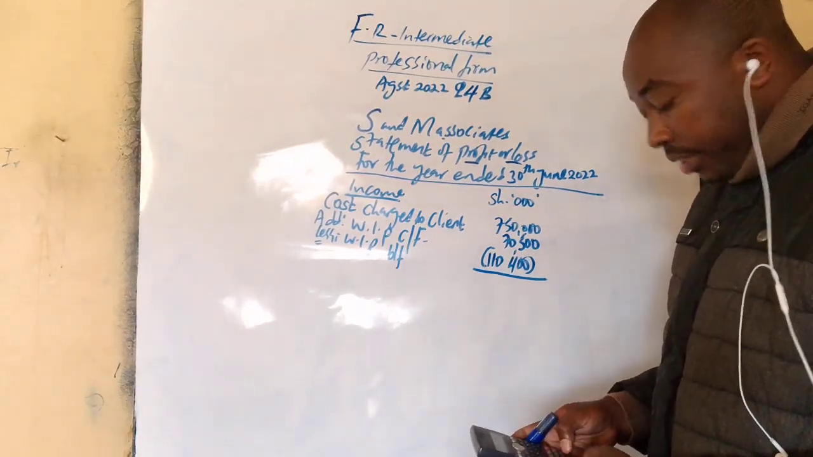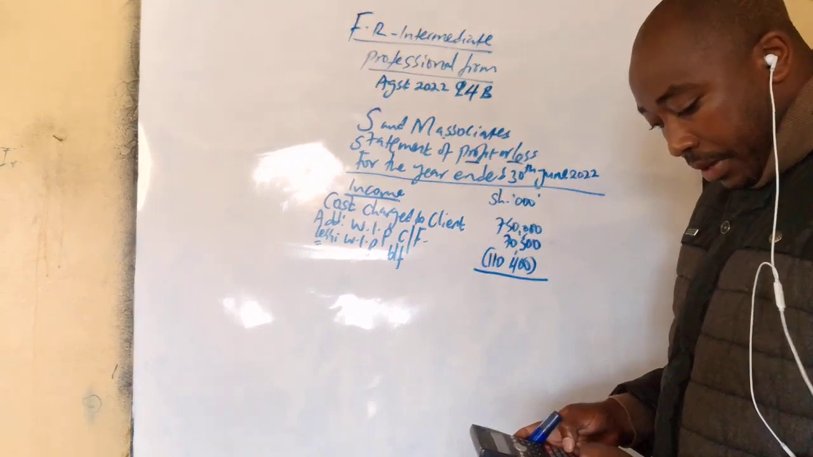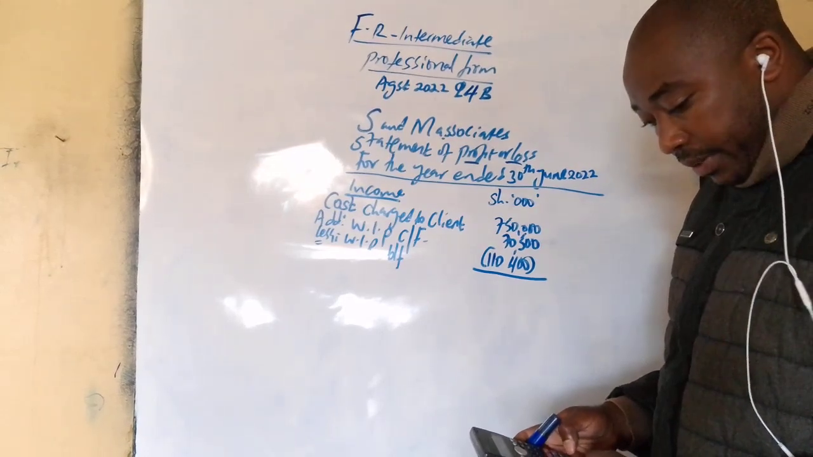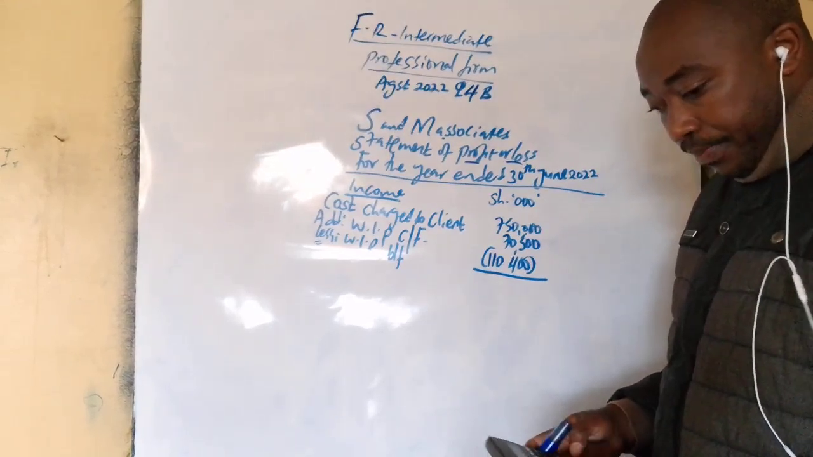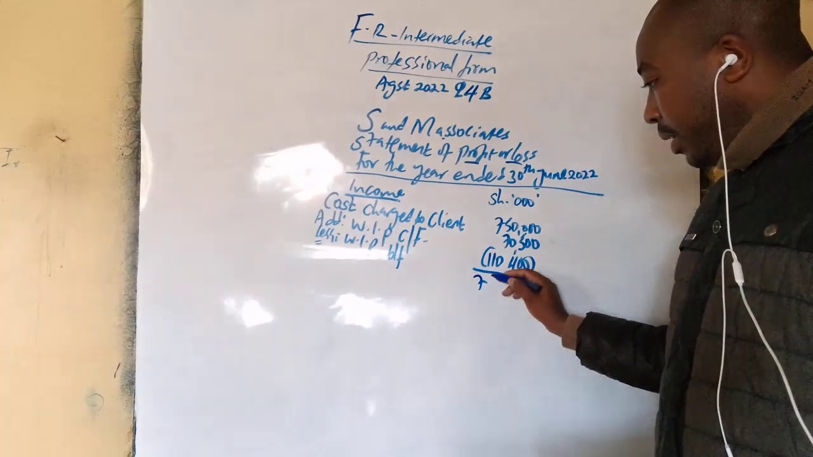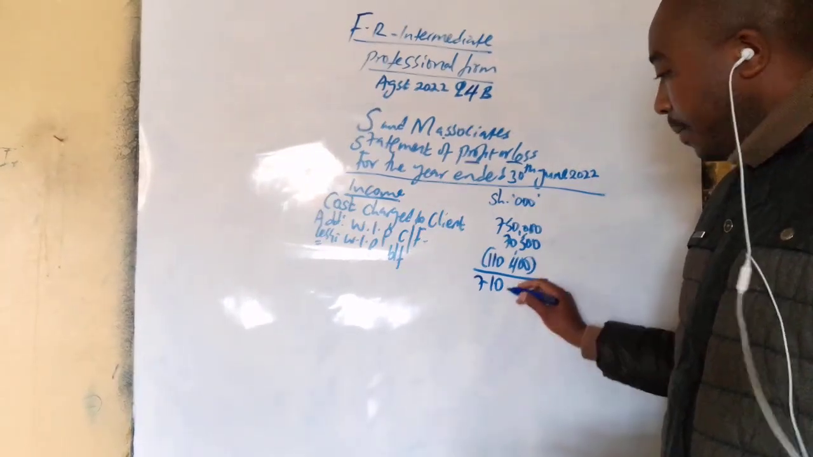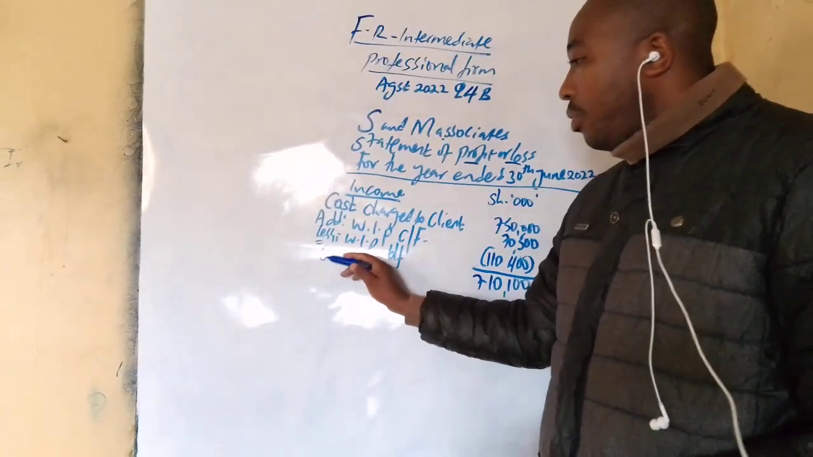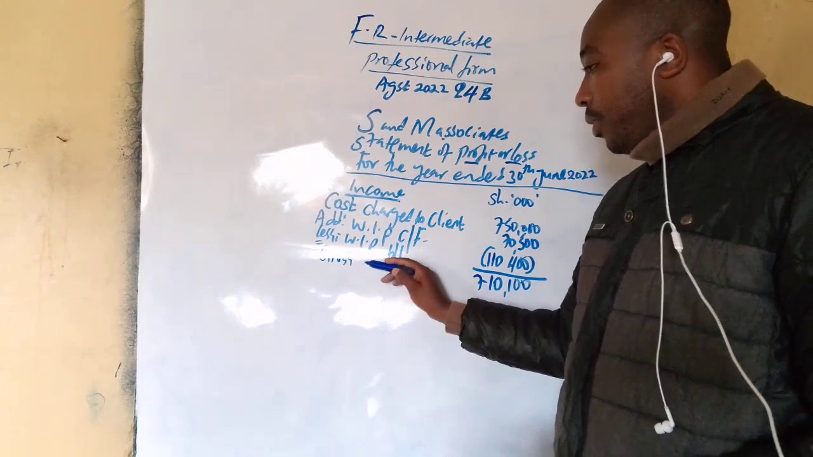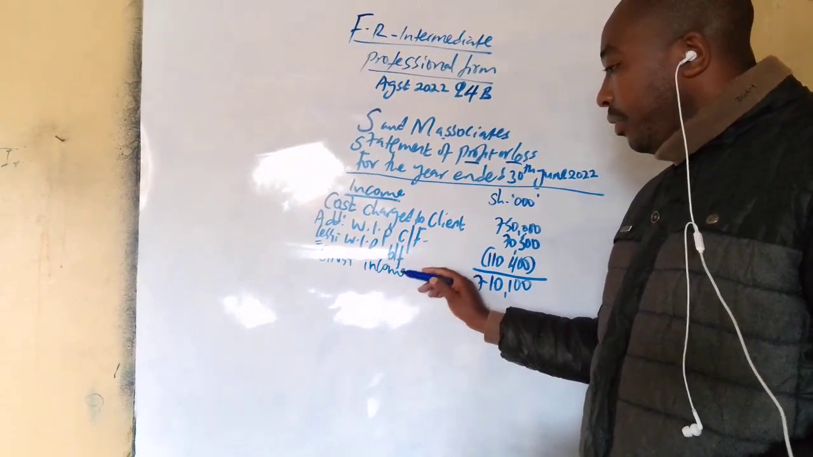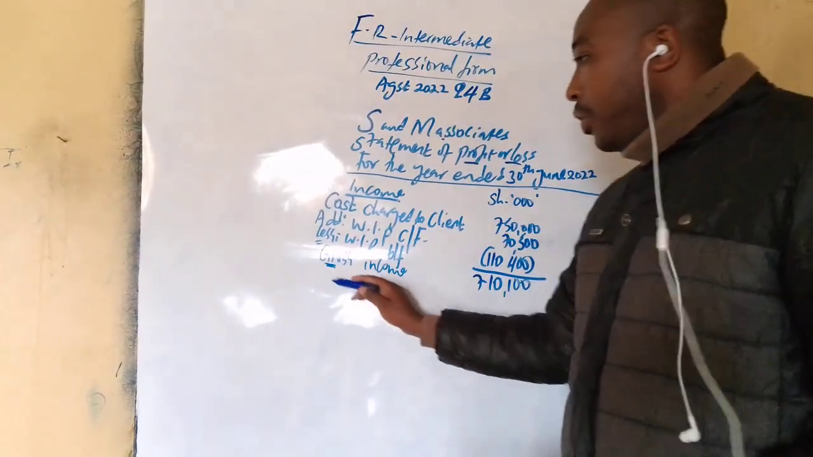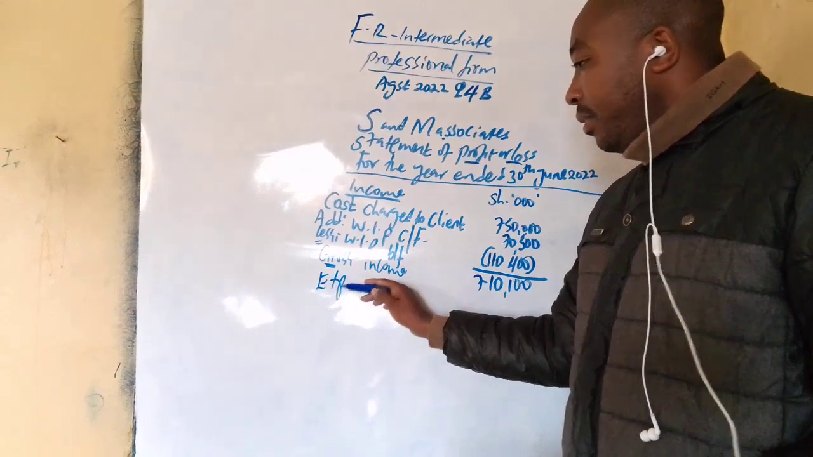Take 750,000 plus 70,500, you less 110,400. We get around 710,100. You can call this gross income. Why gross? Because we have not deducted any expenses. We now go to expenses.